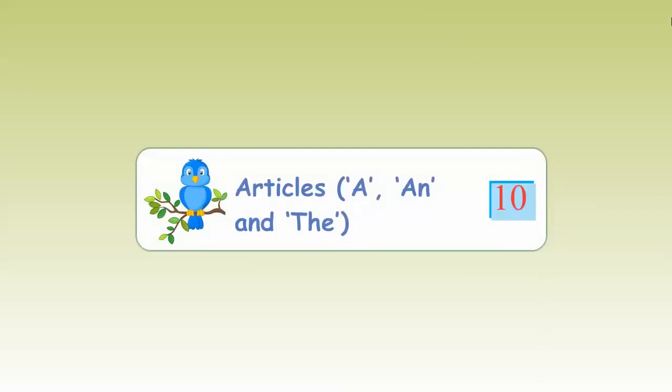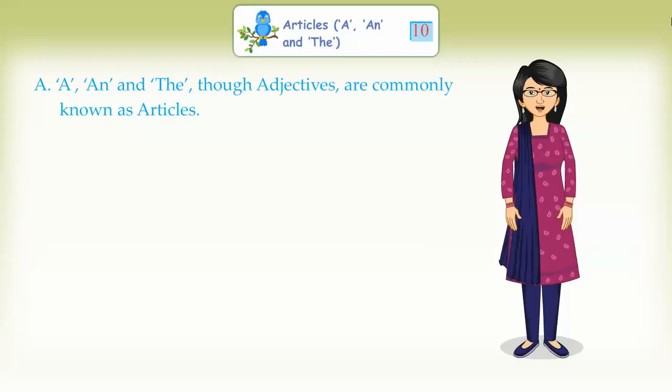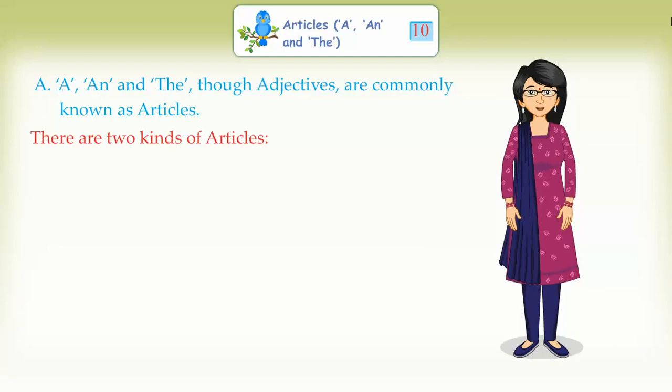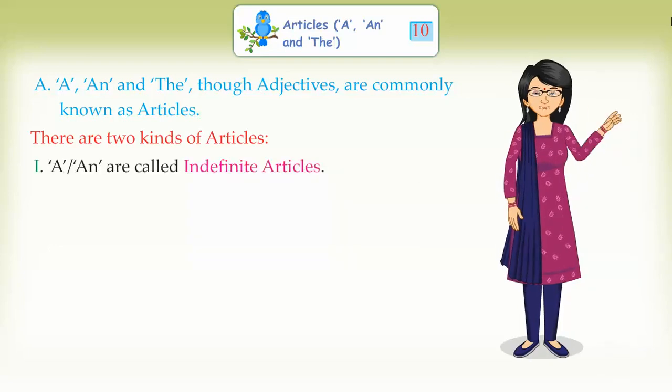Chapter 10. Articles a, an and the. A, an and the, though adjectives, are commonly known as articles. There are two kinds of articles. A, an are called indefinite articles.